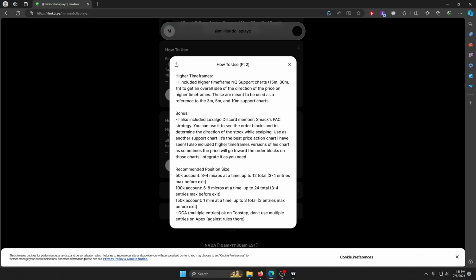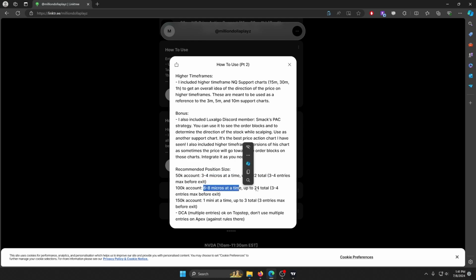For a 50K, you want to do 3 to 4 micros at a time. Only take up to 12 micros total. If your trade's not hitting there, just get out. Same thing with the 100, because you can always get back in and make that right back. But if you take too big of a position size, you'll hit your daily loss limit.